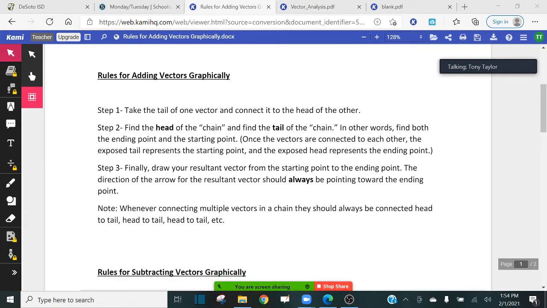So step 1, you're going to connect your vectors head to tail. Okay. Step 2 says basically you're going to find your starting point and find your ending point. Okay. Step 3 says draw your resultant vector pointing from the starting point to the ending point. Okay. Let's look at this briefly.